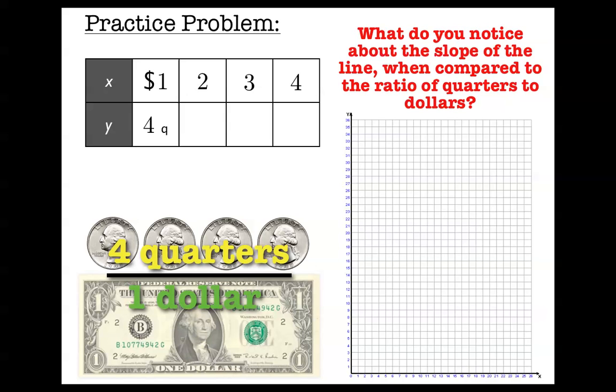So take a few minutes, maybe pause this screen, fill out the table, make a graph, and then I want you to just answer this question in red. What about the slope and the ratio? Are they the same? Are they different? Are they similar? Once you've done that, we are all done.